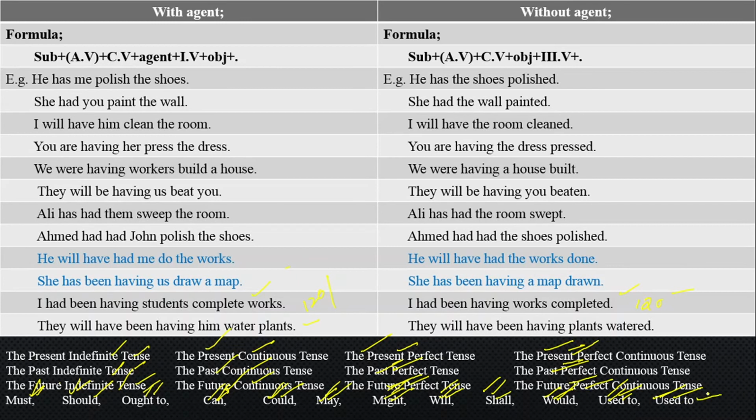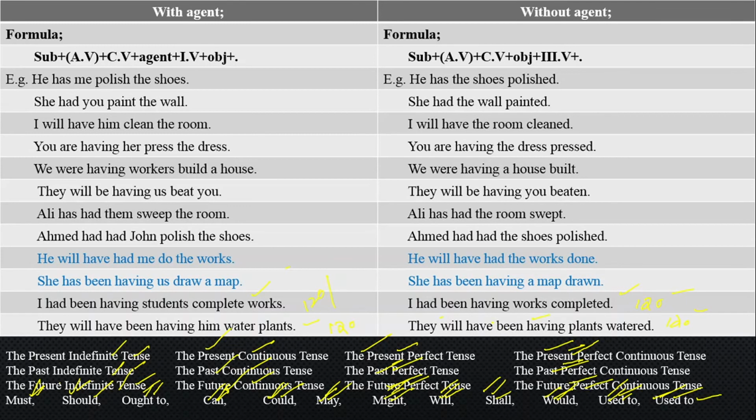So that is with agent, causative verbs and modal auxiliary verbs for this sentence. And now we'll be practicing 124 without agent. They will have been. How to change it in present indefinite, then in all tenses. They have plants watered, they do not have plants watered. Do they have plants watered? Do they not have plants watered?